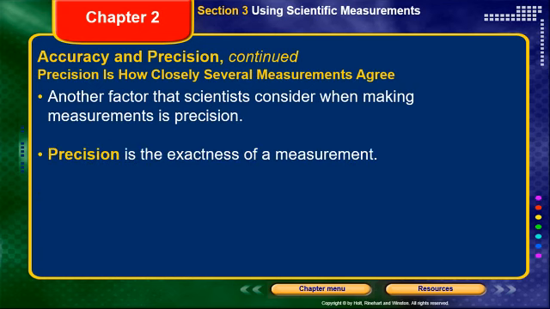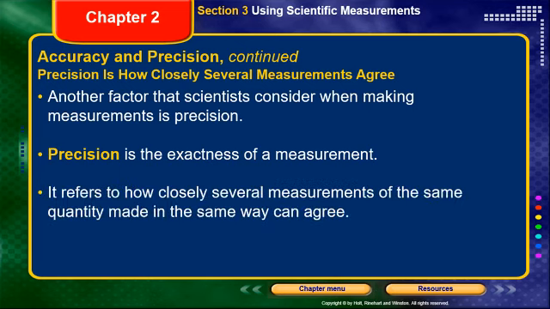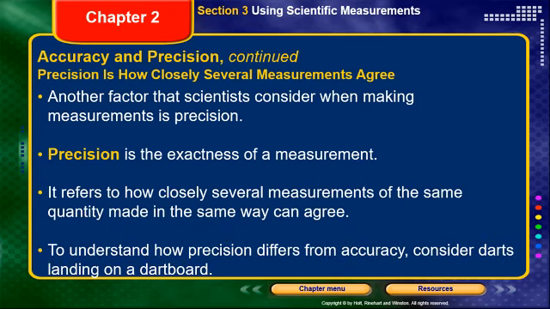Precision is the exactness of a measurement. It also refers to the repeatability, the ability to repeat the measurement and actually yield the same value. In other words, it refers to how closely several measurements of the same quantity are made in the same way. So if two measurements are measuring the same quantity in the exact same way, how closely they agree is a measurement of precision. Again, refer back to the idea of the dartboards.